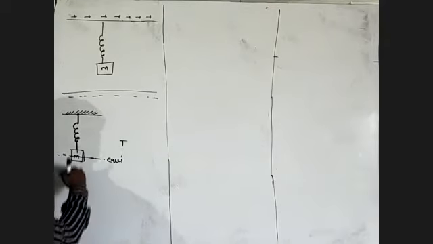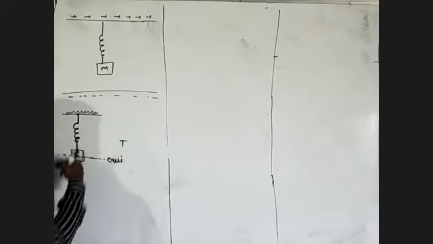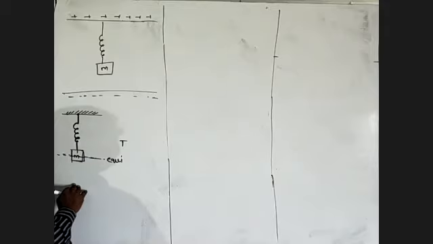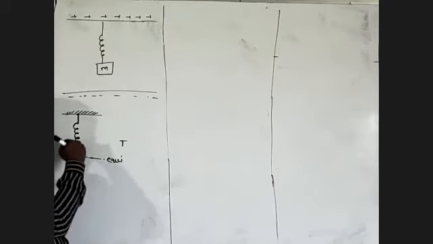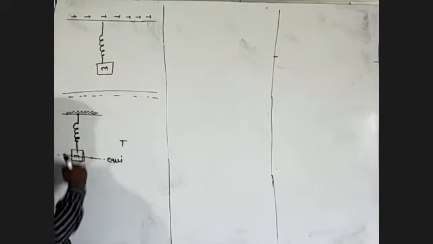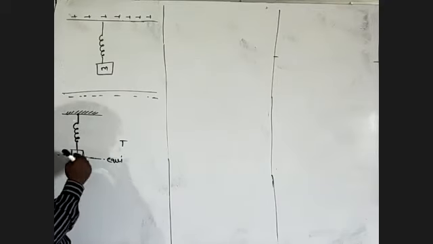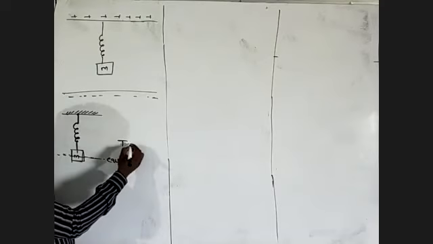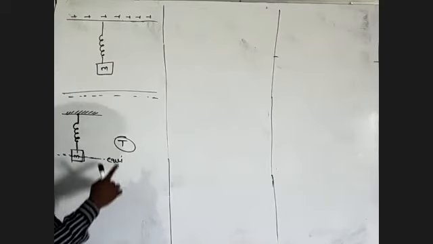What will happen? It moves up and down, and it completes a to-and-fro motion. I would say it completes a simple harmonic motion. Finally, it will come to rest. But we have to find out the time period of the spring mass system, which is T.